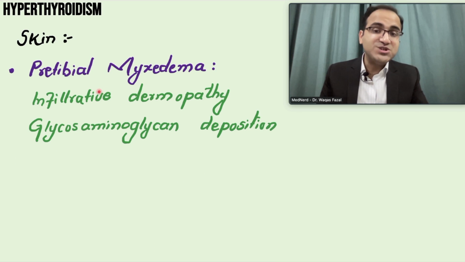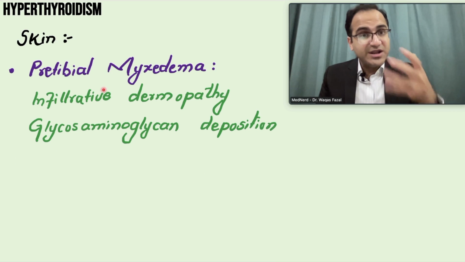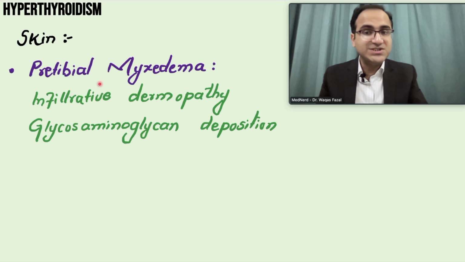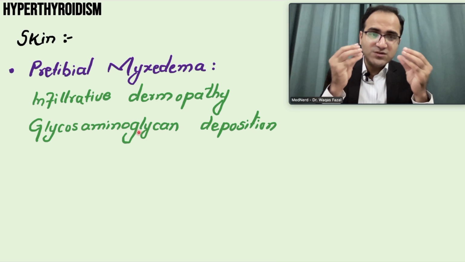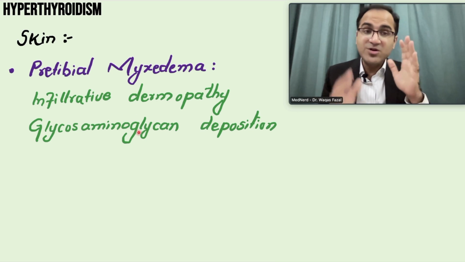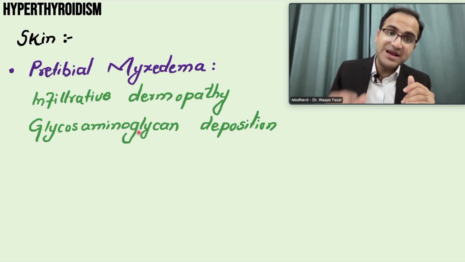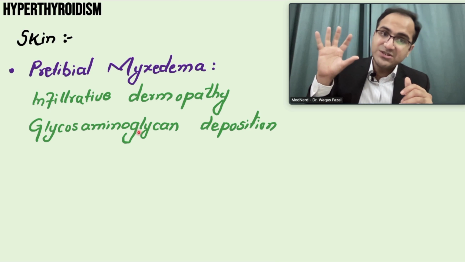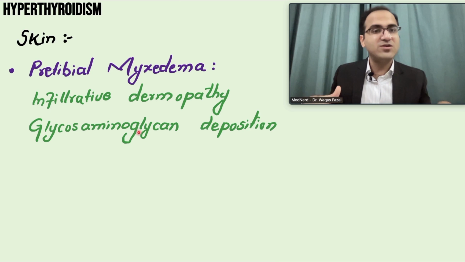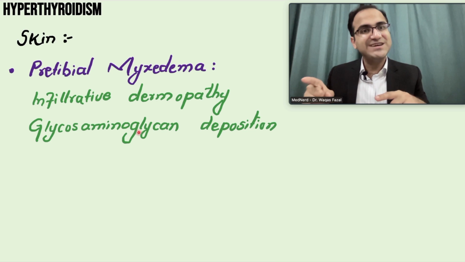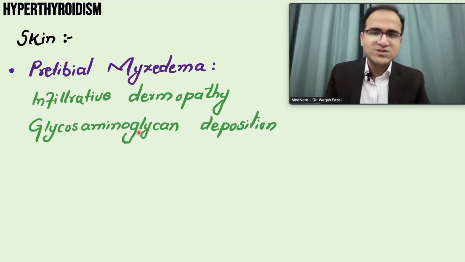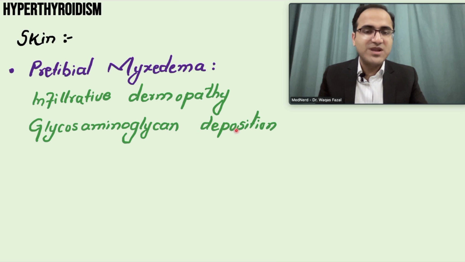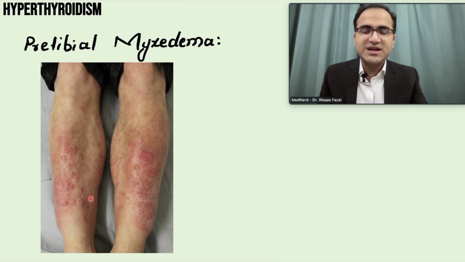On the skin, especially in patients with Graves' disease, you will see pretibial myxedema. There will be infiltrative dermopathy. There is basically excessive deposition of glycosaminoglycans in the pretibial area. Now remember, we also discussed myxedema in hypothyroidism, but myxedema in hypothyroidism involves all of the body. But in patients with Graves' disease, myxedema occurs specifically in the pretibial area. So this is basically glycosaminoglycan deposition, and this is a picture showing pretibial myxedema.